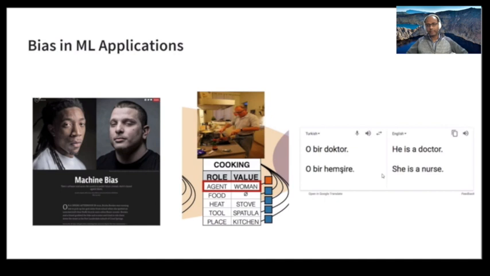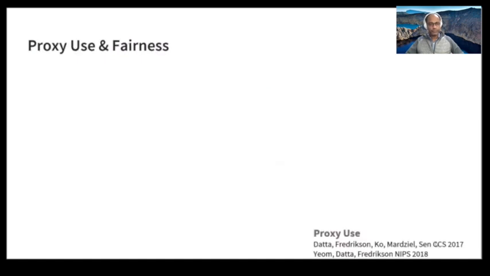Here's another example in NLP tasks, where a machine translation system, when translating from Turkish, which does not have an inherent notion of gender with certain kinds of pronouns, into English, associated the word doctor with men and the occupation nurse with women. So these are a few different kinds of ML tasks where bias based on race or gender makes its way into machine learning models.